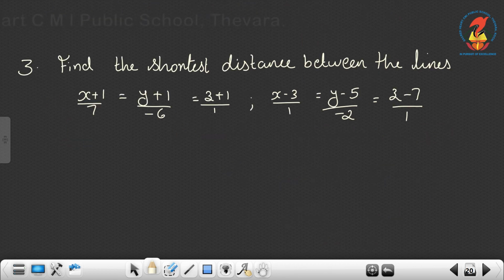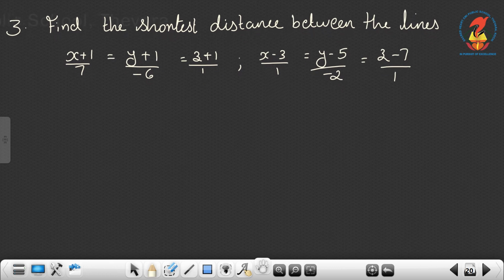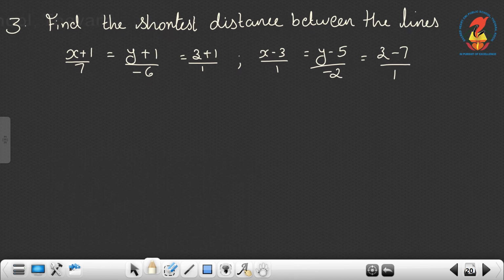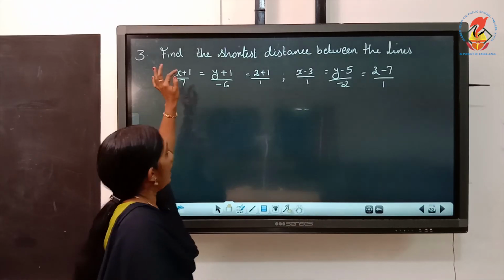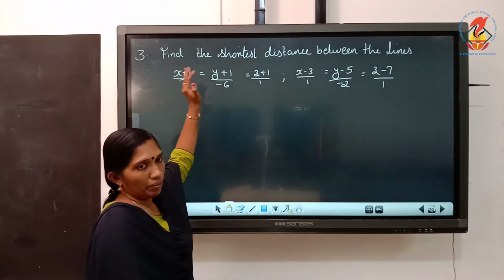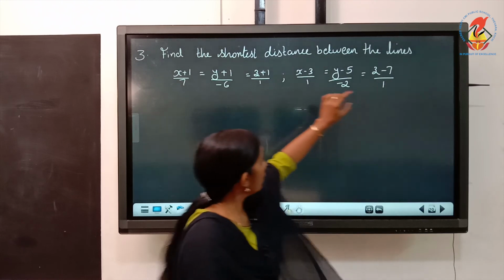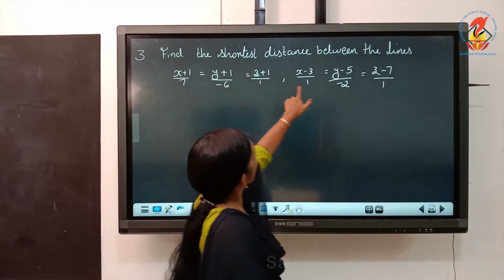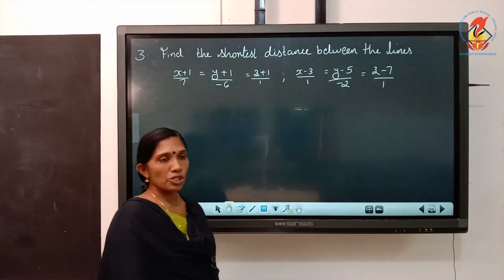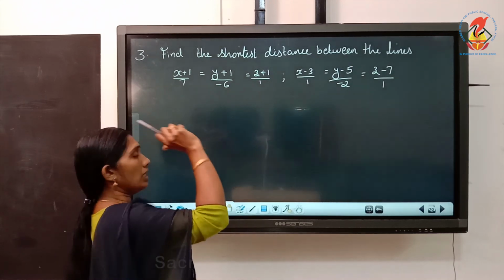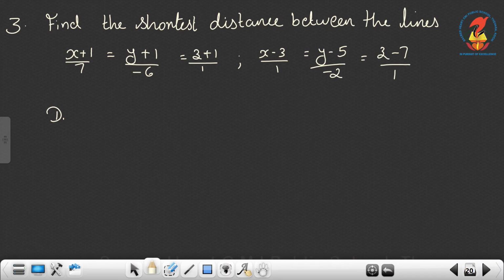Now the next one. Find the shortest distance between the lines. Cartesian equations are given. Okay. Check the denominator. Is it in the standard form? First of all, you have to check that x minus x1 by a1, y minus y1 by b1 form. So it is in the standard form, and check the denominator. They are different. They are not proportional. So skew lines. Now what's the formula? Distance between two skew lines in Cartesian form.